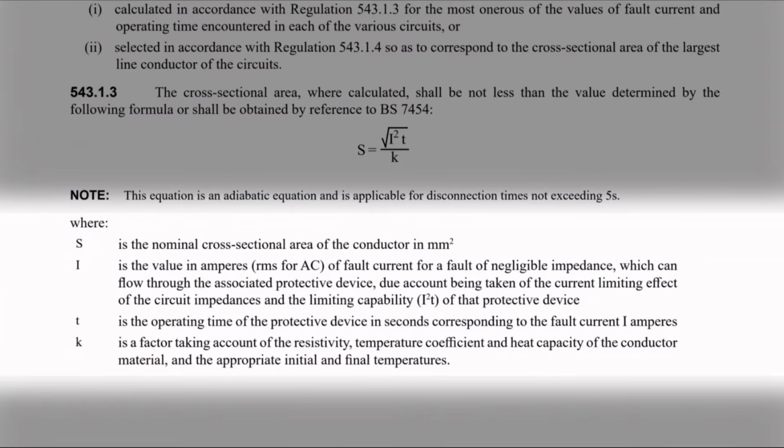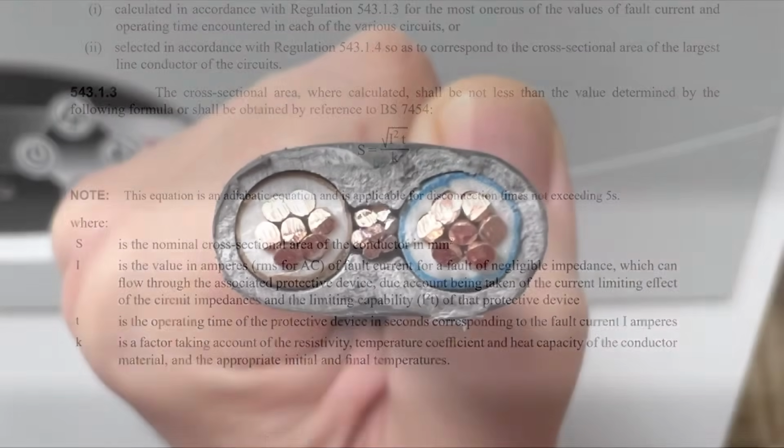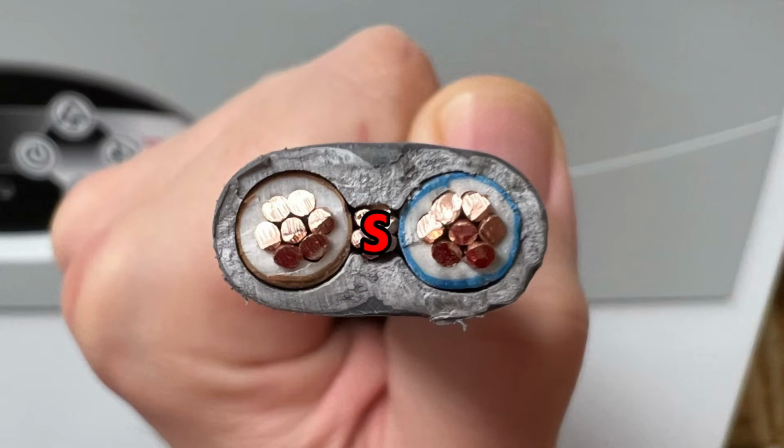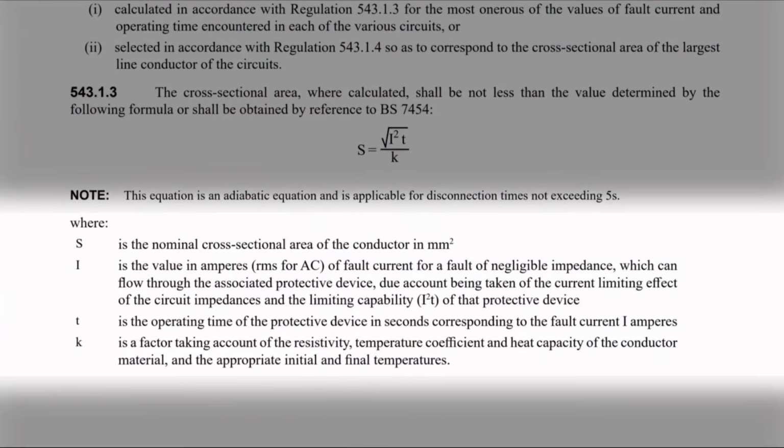Remember, this equation and therefore the S are referring to the protective conductor now, not the line conductor like it was in table 54.7. I is the value in amperes, RMS for AC, of fault current for a fault of negligible impedance, which can flow through the associated protective device, due account being taken of the current limiting effect of the circuit impedances and the limiting capability I squared T of that protective device. Don't worry too much about the I squared T value for now, we'll explain that in more advanced content.